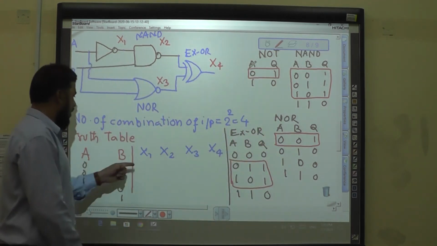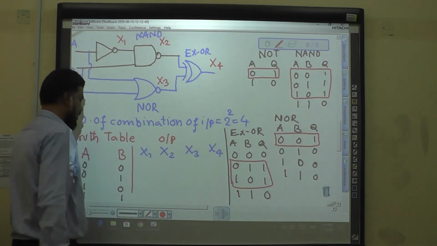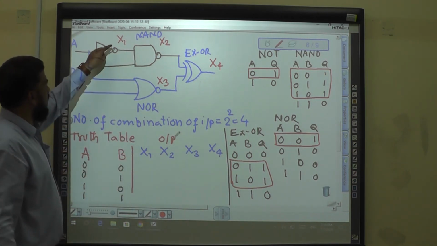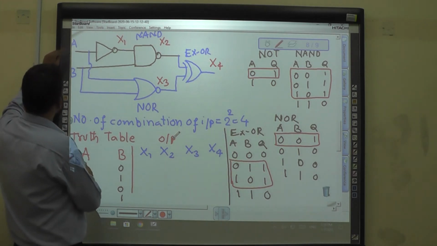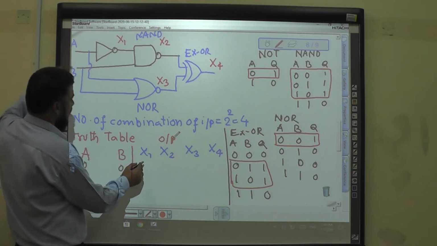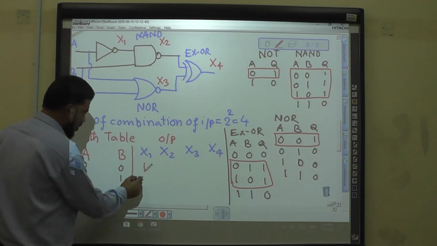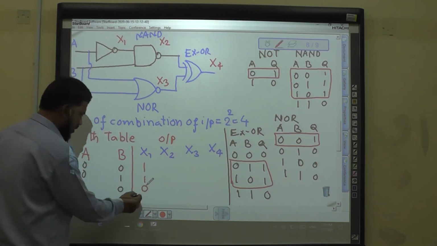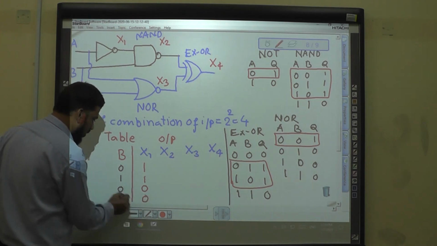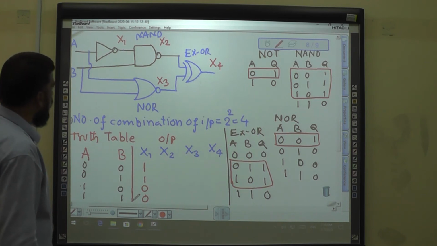Okay? Now come to the outputs. Now x1. What is x1? x1 is only the NOT of A. So if A is 0, the output of x1 will be 1. Here 1, here 0, here 1, here 0. x1.